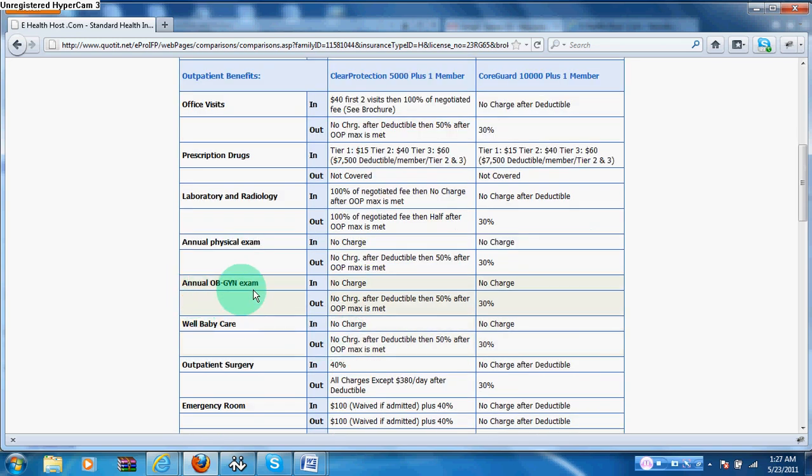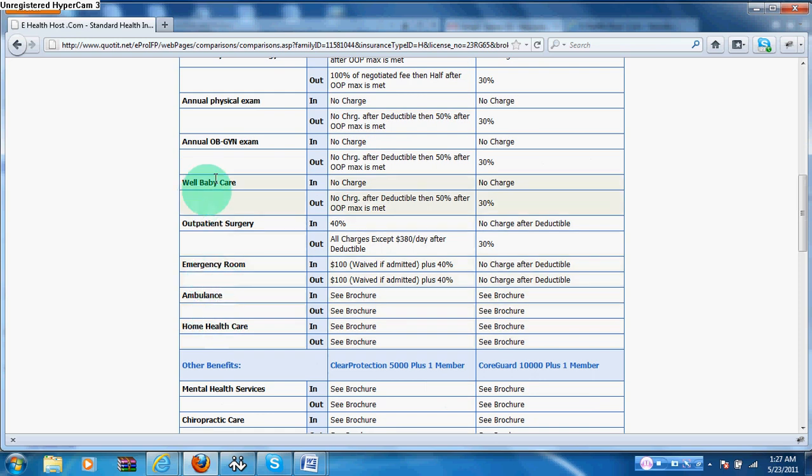Annual OBGYN, no charge. That's for your gynecologist visits. That's for the women. You need to go to the gynecologist. There's no charge there. Well, baby care. That's for the baby's immunization shots. No charge. So no charge there. Okay, that's good for the baby.